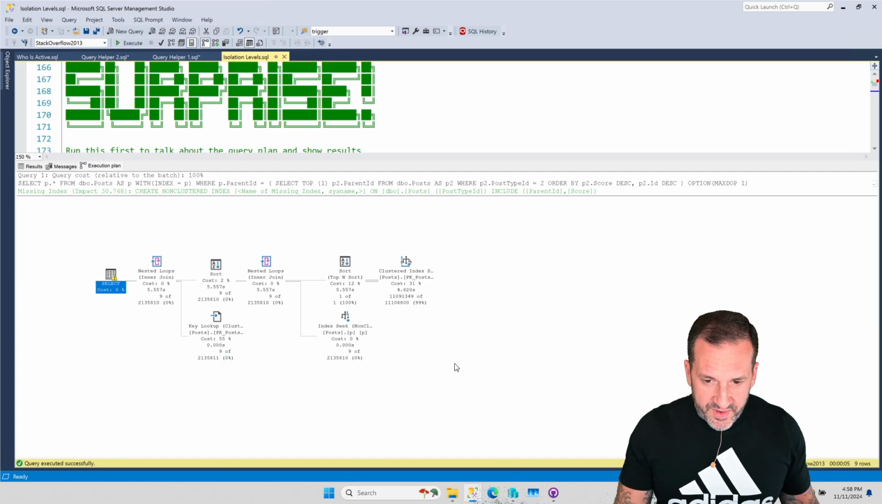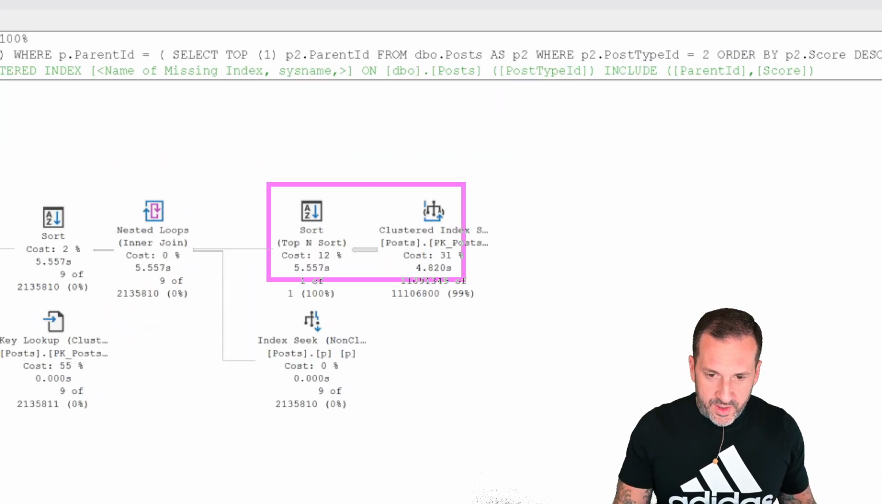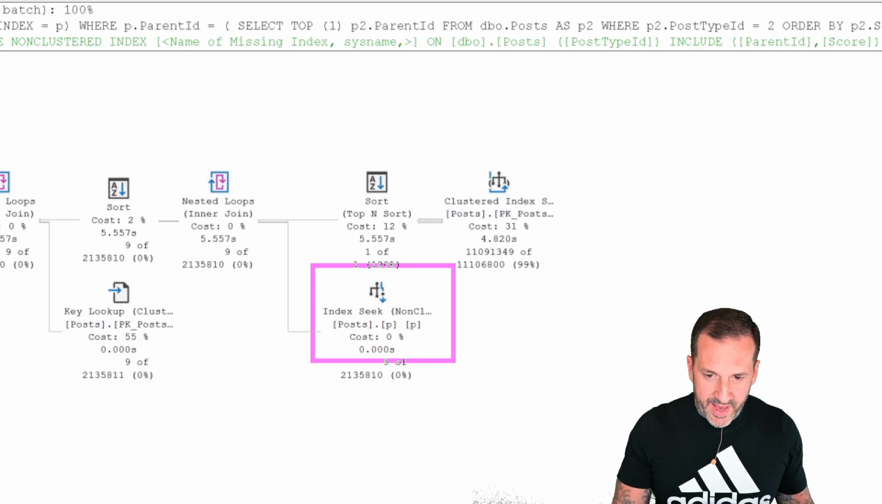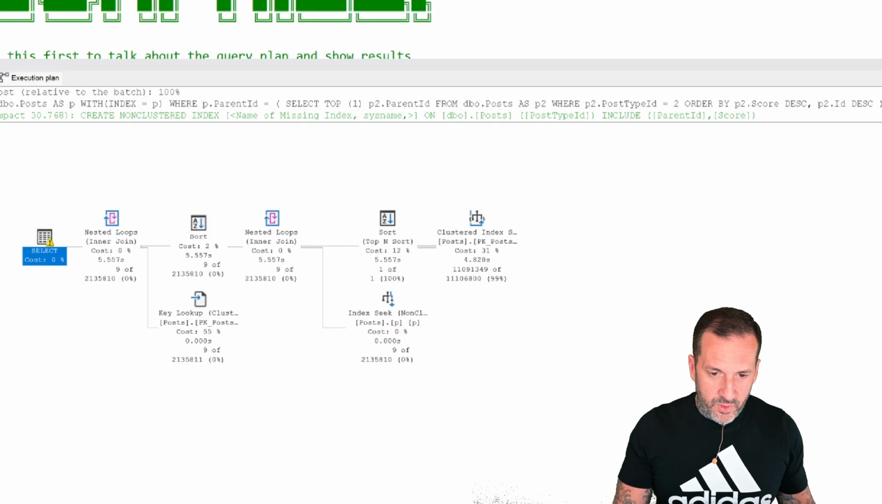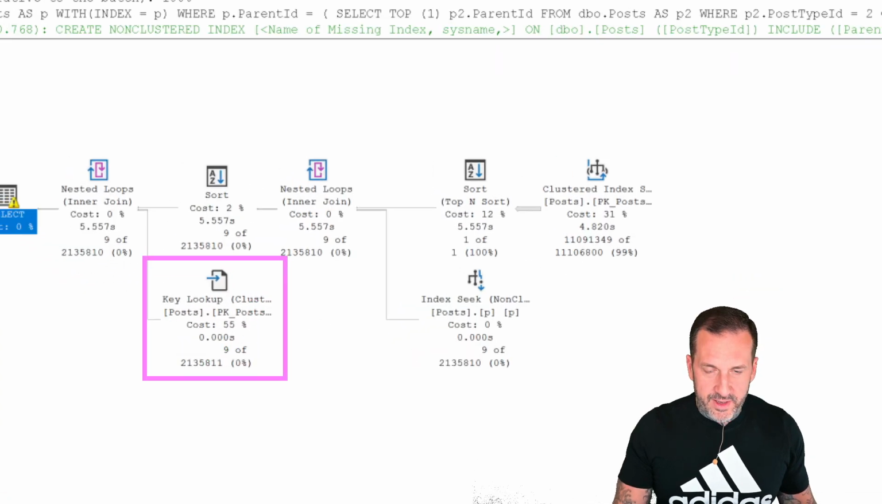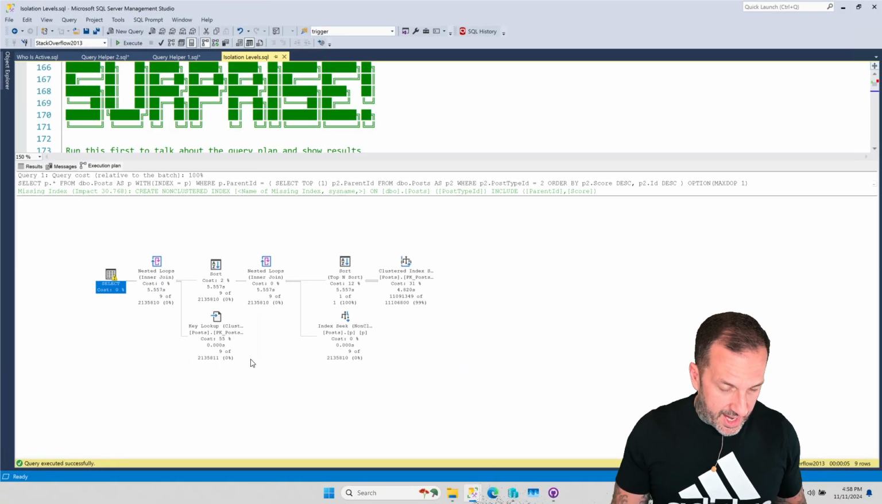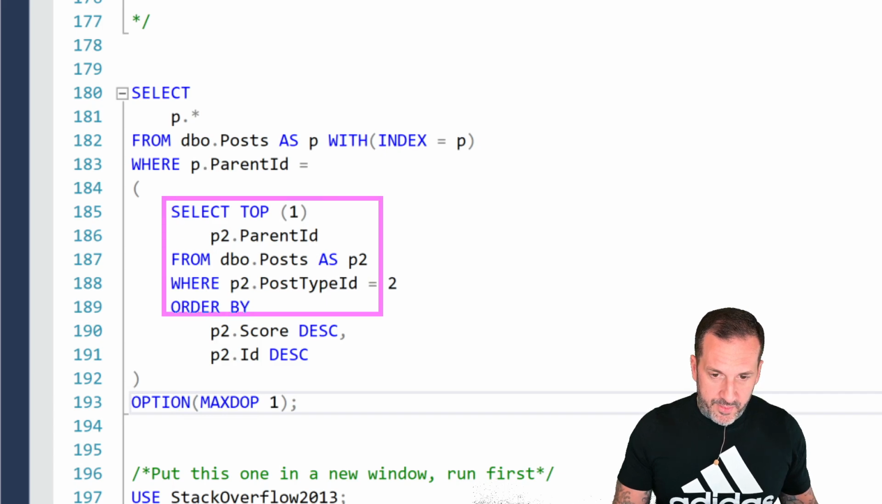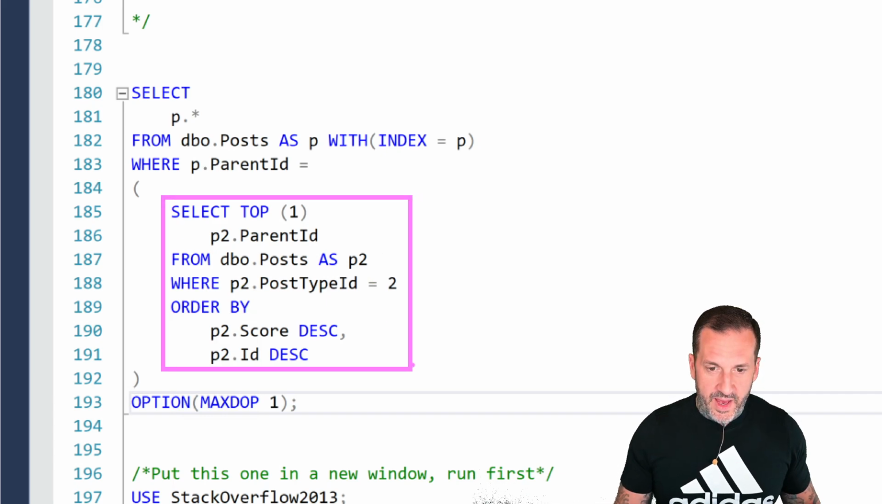All right, so we find that highest scoring question, and then we find all the related parent IDs when we seek back into the post table, and then over here in the key lookup, we will find all of the columns for all of the rows that we care about. That follows exactly what we did in the query. We select the top one, the highest scoring question.